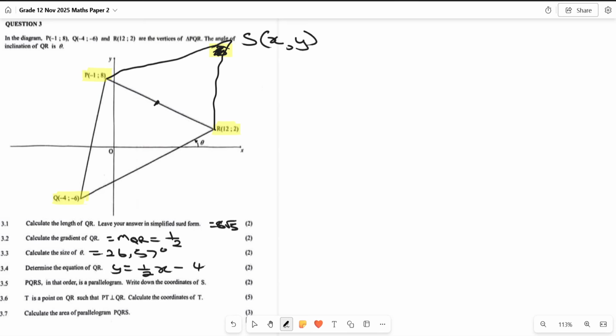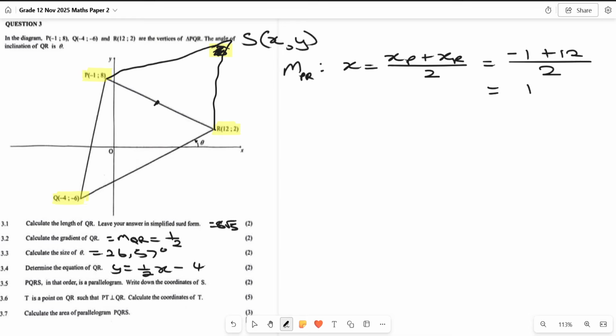Anyways, none of these lines, by the way, are parallel to the x or the y axis. So what we need to do, guys, is to find the midpoint of PR. Okay, this is how we're going to get it. The x value is going to be x of P plus the x of R, divided by 2, which is going to be equal to what? X of P, minus 1, plus the 12, and we divide that. So our answer is going to be 11 over 2. That is our x value for the midpoint.